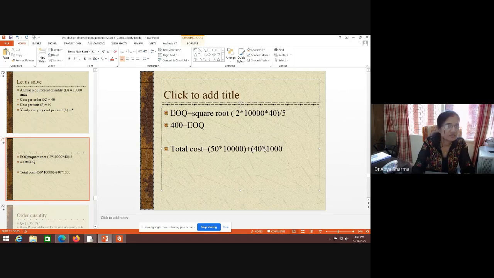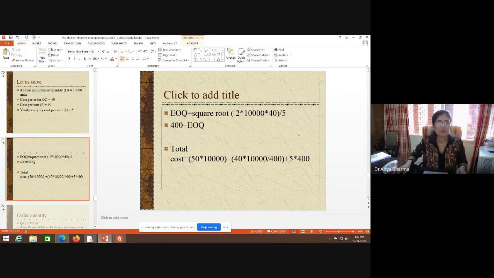Why am I dividing 10,000 by 400? Because I need to understand how many orders. And plus, finally, it was the holding cost. And the holding cost was 5 into number of units into, again, 400. The moment you solve it, you can change the figure. Instead of 400, you can put 500 and see, does the cost increase, does the cost decrease, and you will see that the total cost is minimum as long as the EOQ is 400.